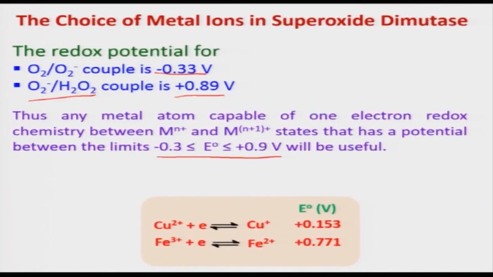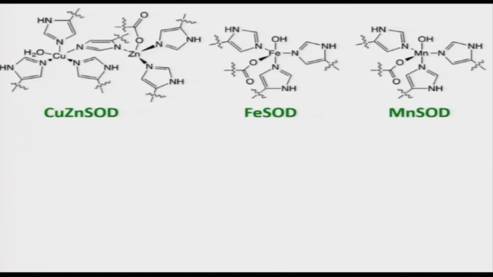As you can see, their redox potential indeed comes in between these two extreme limits of minus 0.3 to plus 0.9 volt. As I have already mentioned, copper zinc SOD is present, and there is some evidence that iron SOD and manganese SOD are also known in the literature.